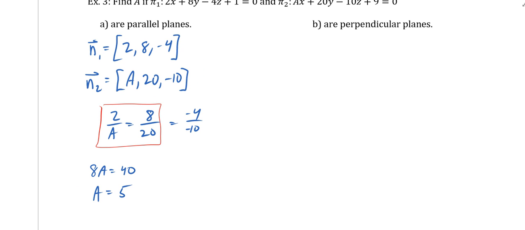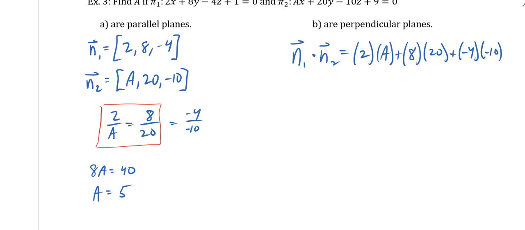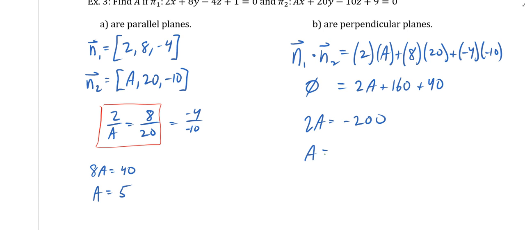And remind me what I'm going to do to make the planes perpendicular. What tool do we have that lets us check things perpendicular? Dot product equals 0 and then we solve, right? Yeah, dot product has to equal 0. So this is going to be n1 dot n2. That's 2 times a plus 8 times 20 plus negative 4 times negative 10, which is 2a plus 160 plus 40, and it's got to be 0. So I'm going to sub 0 in for the dot product because that's what I want the result to be. Move that stuff to the other side. I get 2a equals negative 200. So a must be negative 100. And if a is negative 100, then the planes are perpendicular.